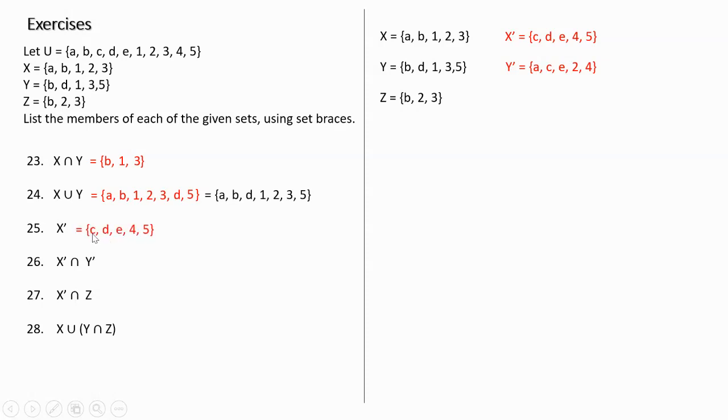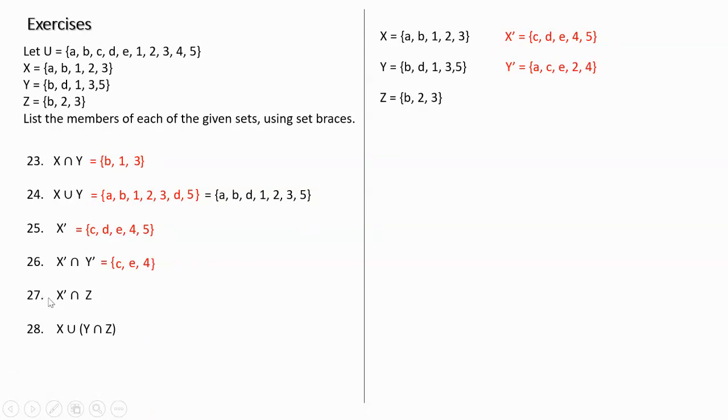For number 25, we have the complement of X, which is already here. We already answered it here on top, right in red. So it'll be the set containing the elements C, D, E, 4, 5. Now, number 26, what does the complement of X and the complement of Y intersect? So let's go here. It's going to be intersect. Let's see, the C. So it's going to be C, not D, E, and the 4. That's your solution.